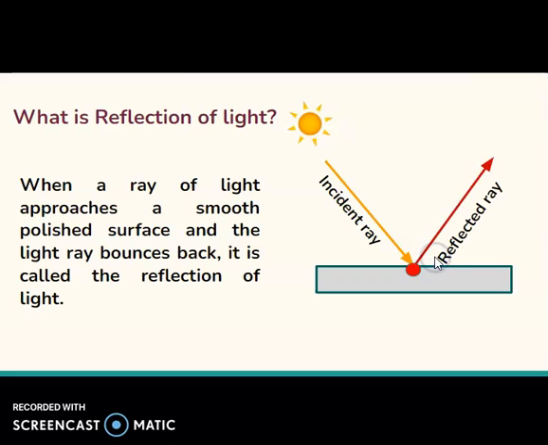The ray that bounces back is called the reflected ray. If a perpendicular were to be drawn on a reflecting surface, it would be called the normal. The figure shows the reflection of an incident beam on a plane mirror.